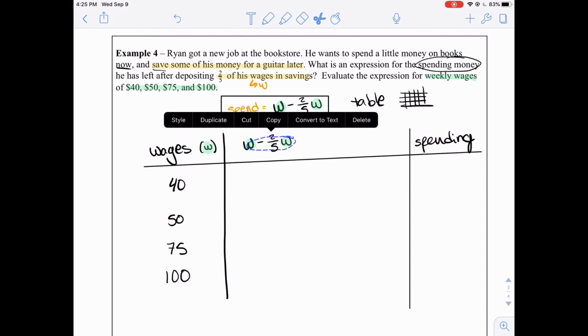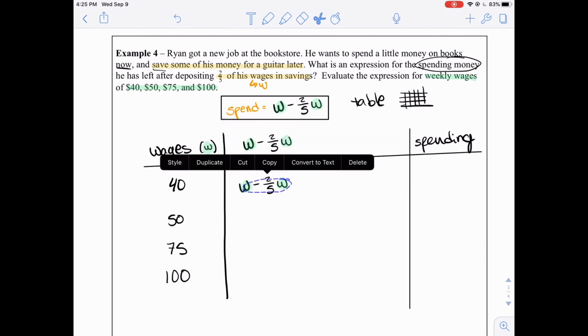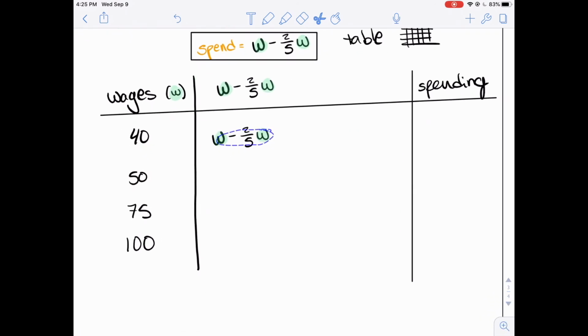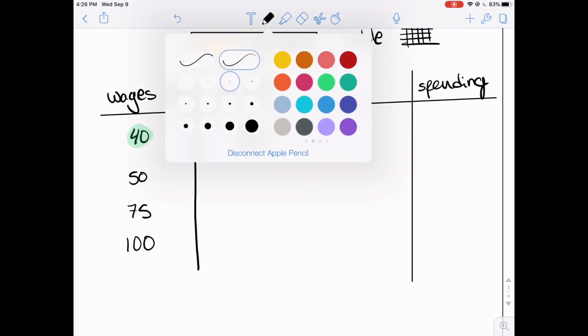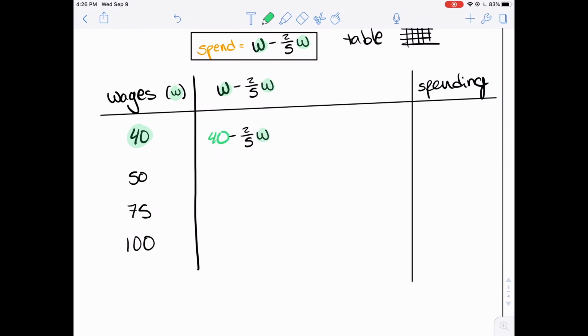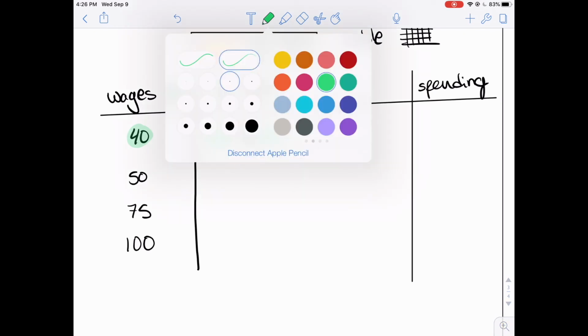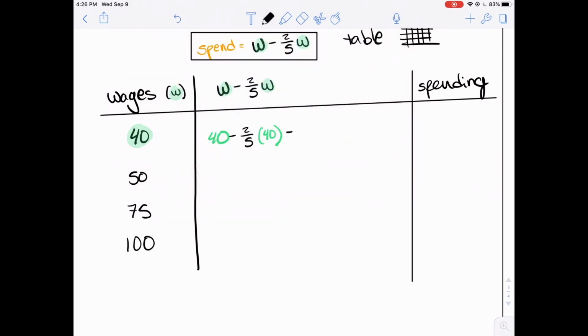Ready? I'll do the first one with you, and then we'll leave the rest as an exercise. So everywhere we have wages, we're going to replace those wages with 40 because 40 is his wages. So we'll get rid of the W and instead write 40. And here we'll get rid of this W and instead write 40. Now we want to evaluate this expression. We want to simplify it best we can.